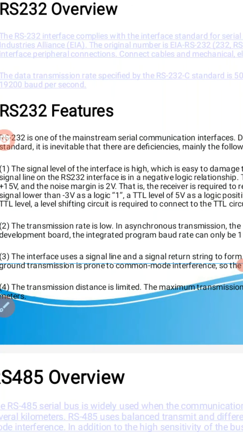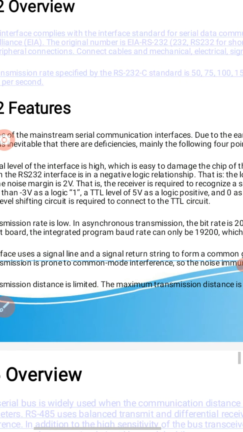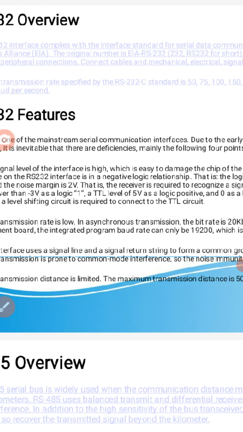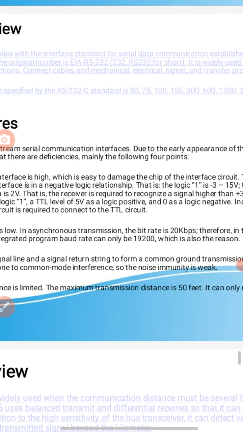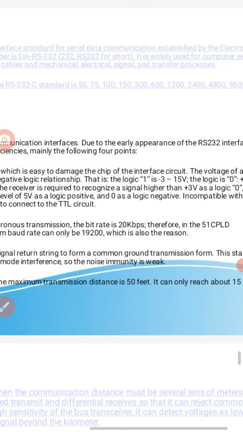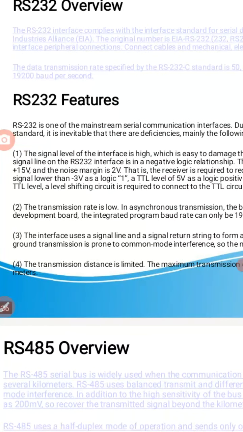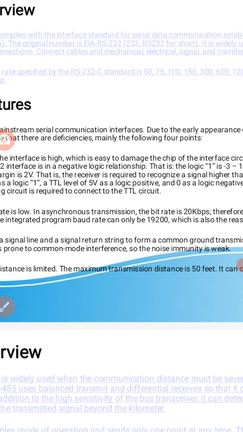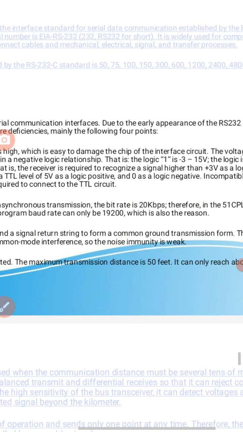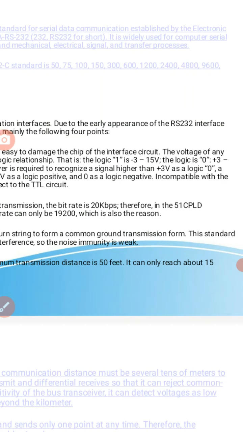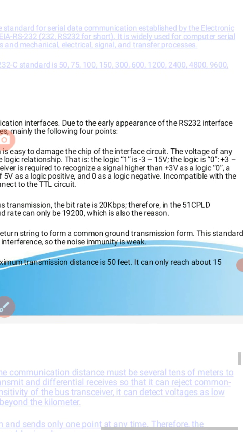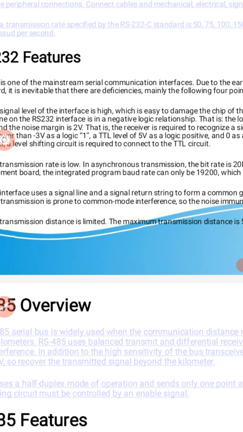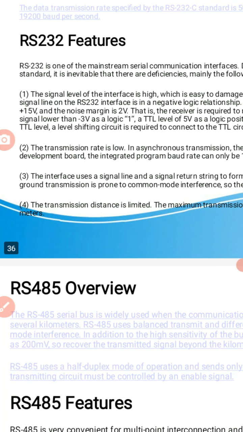And there are two logics, that is, positive as well as negative logic. The receiver is required to recognize a signal higher than +3 volts as logic 0 and a signal lower than -3 volts as logic 1. A TTL level of 5 volts is logic positive and 0 is logic negative. Incompatible with the TTL level, a level shifting circuit is required to connect to the TTL circuitry.